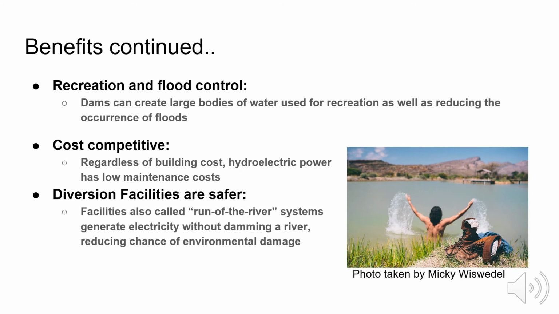Of course, there are more benefits to hydropower. Hydropower provides recreation and flood control while sometimes providing a water source for communities. It is also cost competitive. Even though the building cost of hydropower systems can be expensive, hydropower facilities have low maintenance costs. One of the things that makes hydropower one of the best renewable resources is that a specific type of hydropower, diversion facilities, also called run-of-the-river systems, generate electricity without damming a river, reducing the chance of environmental damage. While hydroelectricity is great, there are also many complications that should be discussed next.